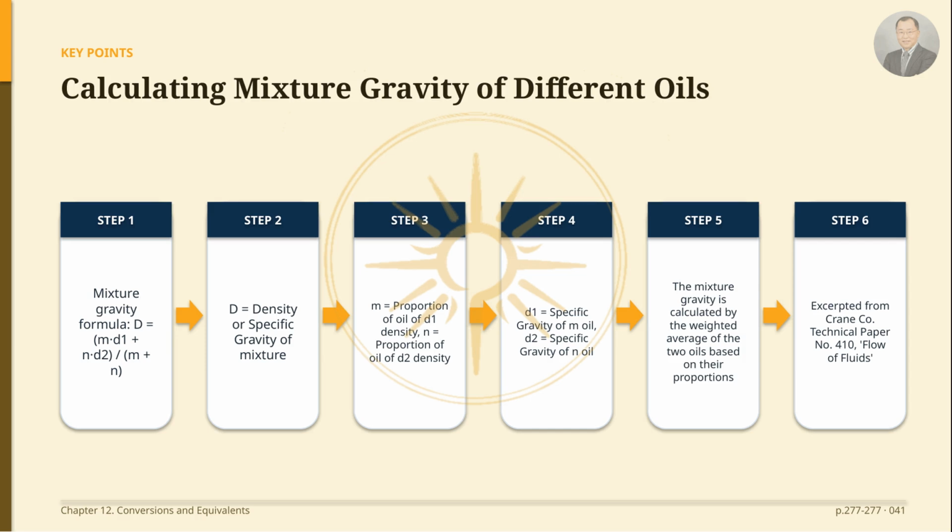The density of the mixture D is calculated by dividing the sum of M times D1 and N times D2 by the sum of M and N. In this formula, D is the density or specific gravity of the mixture, M is the proportion of oil with density D1, and N is the proportion of oil with density D2. D1 and D2 represent the specific gravities of oil M and oil N, respectively. In other words, it is a method of calculating the weighted average of the specific gravities of the two oils based on their mixing proportions.